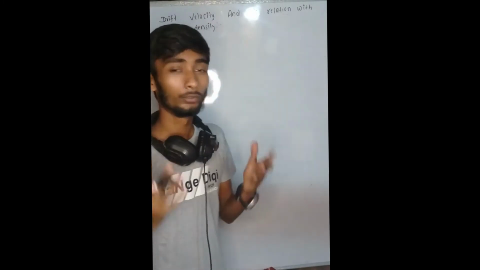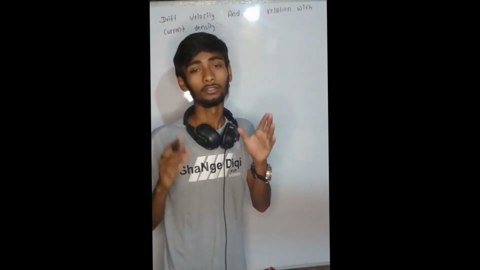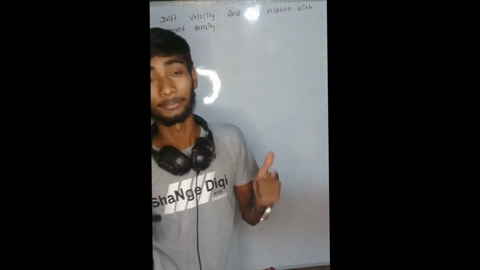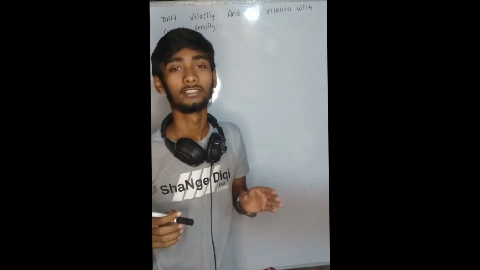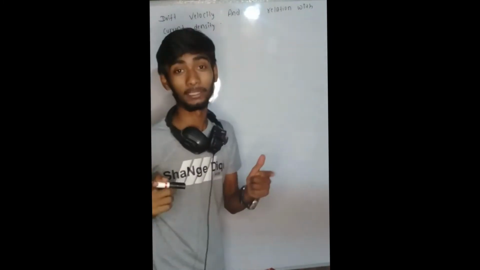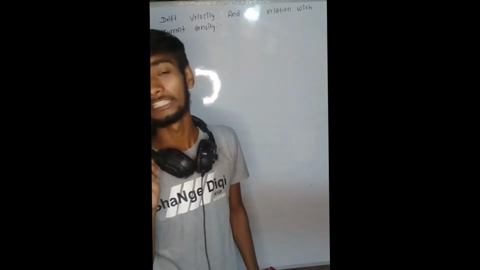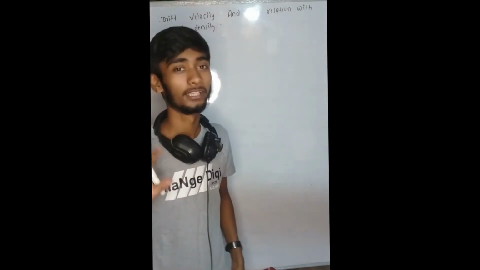First of all, we have to know what drift velocity is. The drift velocity is the average velocity acquired by an electron in a conductor when it is subjected to an electric field. It's called drift velocity. Okay? What is drift velocity? The average velocity acquired by free electrons in a conductor when the conductor is subjected to an electric field. It's called drift velocity. Now I think there is no confusion.